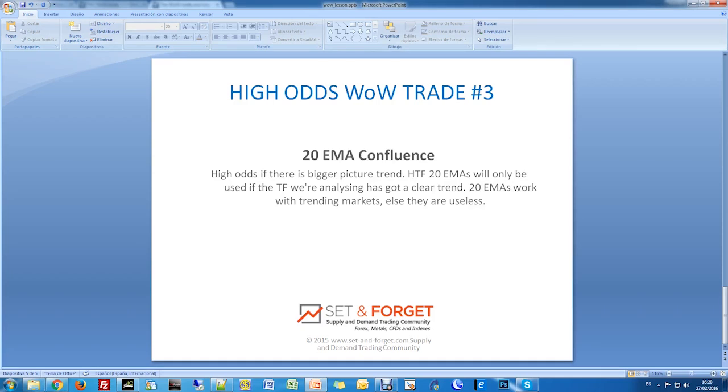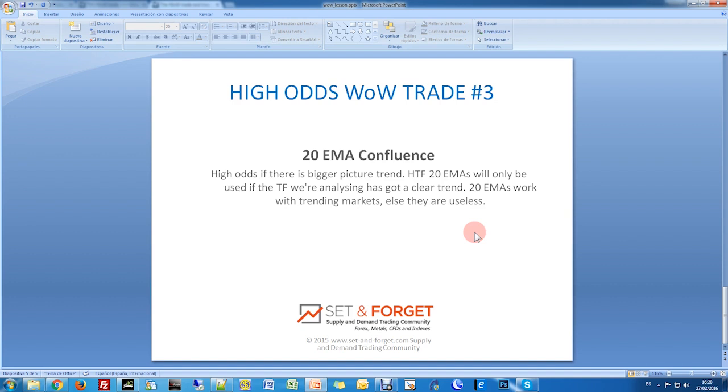This is another high odds scenario for WoW trades. It has to do with the 20 EMA confluence. 20 EMA stands for exponential moving average, and this is the only indicator that we are using, and we are using it for confluences.